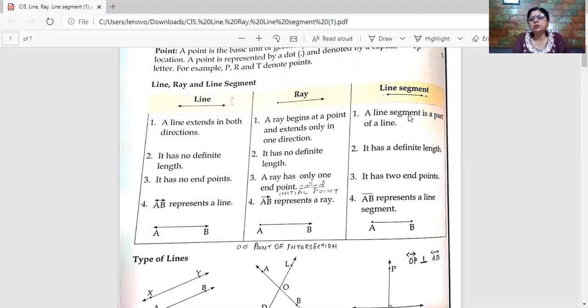Line segment, it is also a part of a line. And it has a definite length because we can measure a line segment. Because it is a part of a line, it means we just take 2 points and cut it off. And so that is called a line segment. So it has a definite length. It has 2 endpoints and we can measure it. And how do we represent a line segment? By the 2 endpoints. We write AB close to each other and draw a line segment on top. So this is how we represent a line segment.